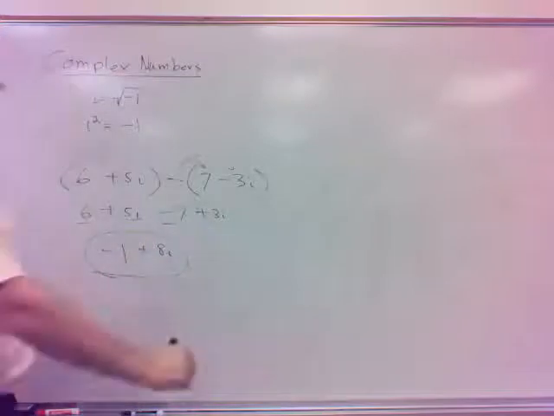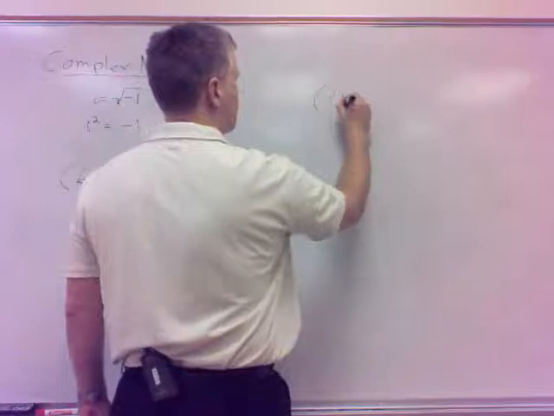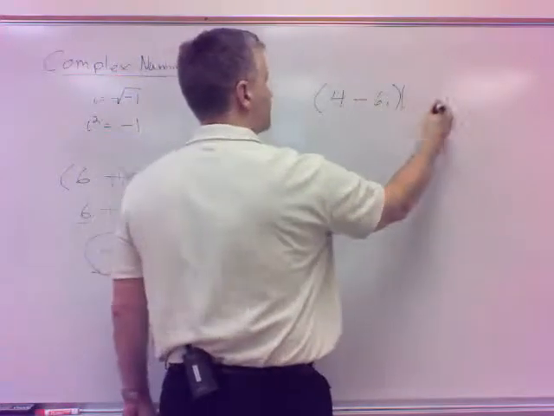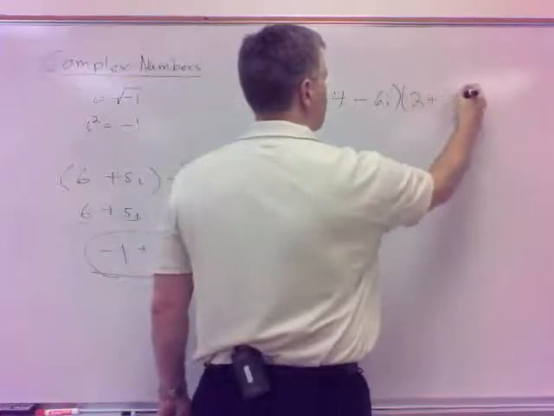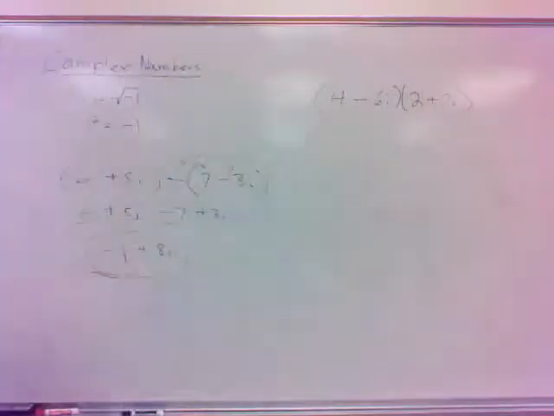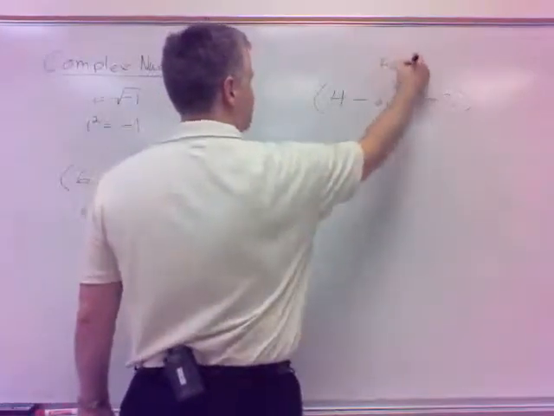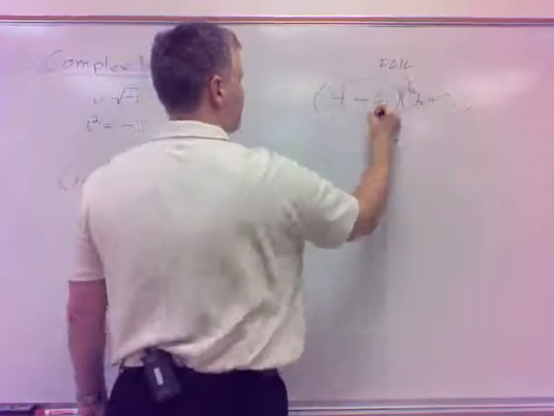All right. Then 4 minus 6i times 2 plus 7i. What do we do there? Another FOIL. A lot of things repeat here. This is another FOIL, binomial times binomial. All right, so 4 times 2, that's 8.